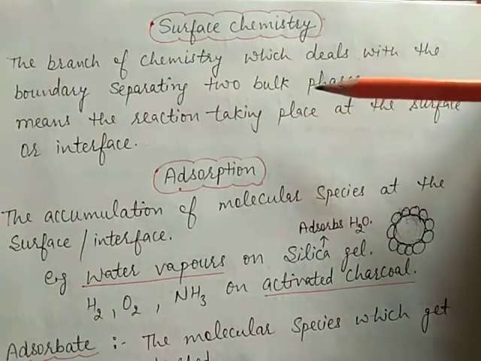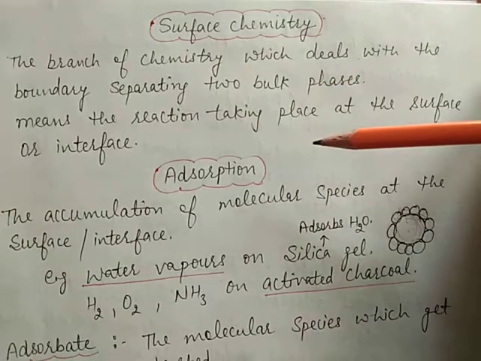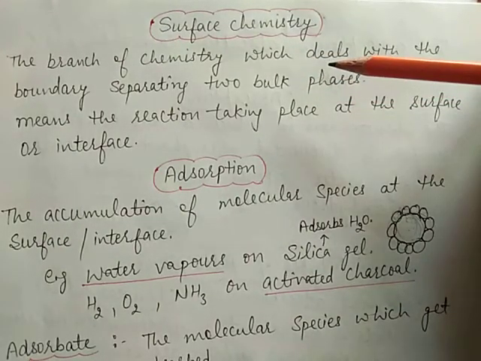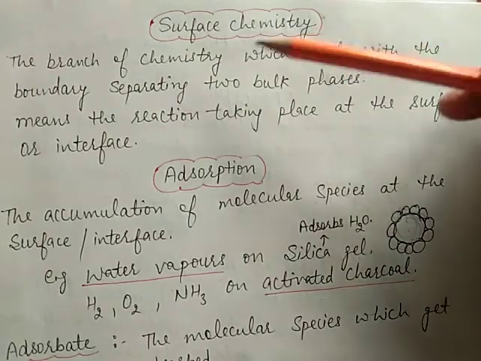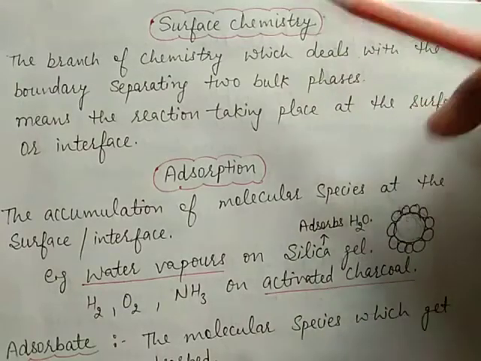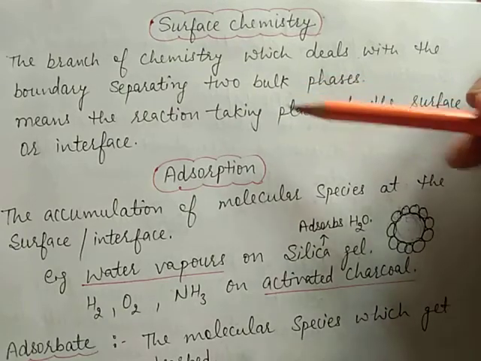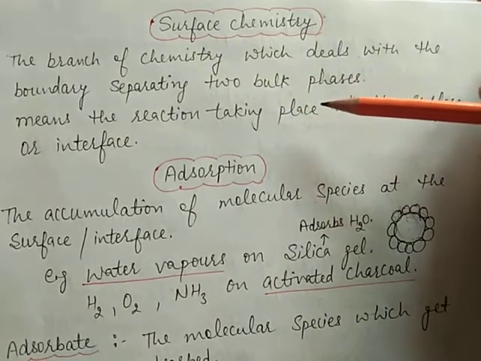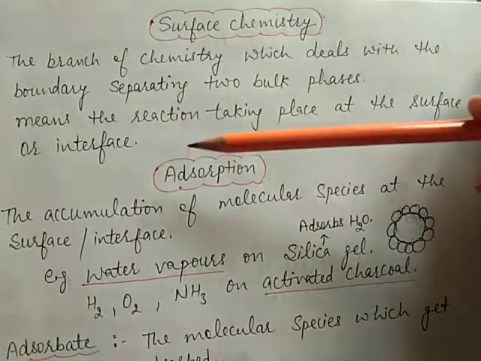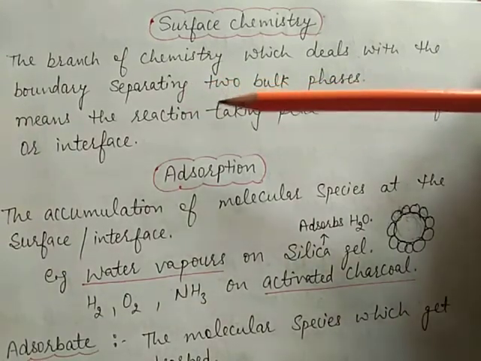Gases are completely miscible, so they don't form any interface. The interface is only a few molecules thick and the area depends on the particle size of the bulk phase. Means the interface area depends only on the particle size of the bulk phase.